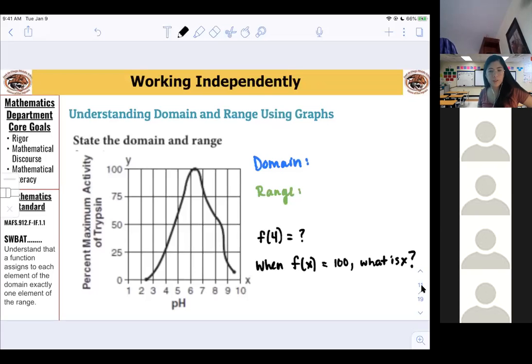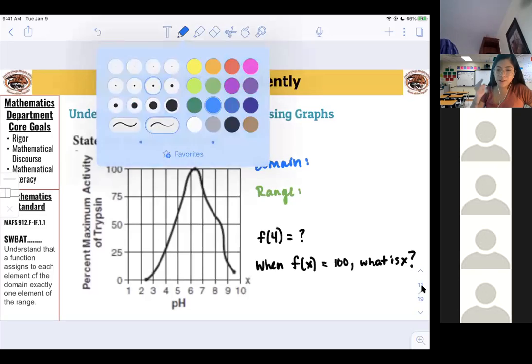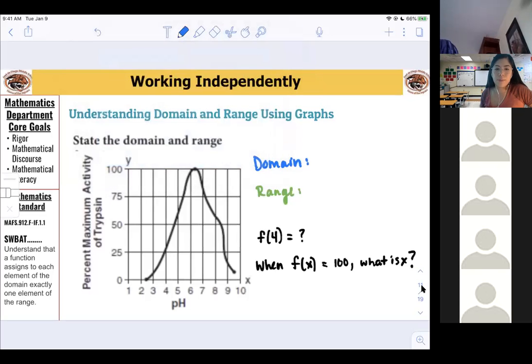All right. So I added one more question there because it's another good practice problem. Let's start with the domain. So my domain is how far to the left do I go? So what's my smallest number on the left side? 2? Be careful. It's about 2.5, right in between the 2 and the 3. So that's my starting value.